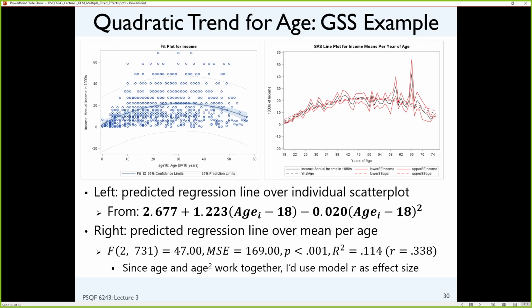So this is not the same thing as a Pearson correlation between age and income, because that would be linear age all by itself. This is the correlation between income predicted by linear and quadratic age with real income.